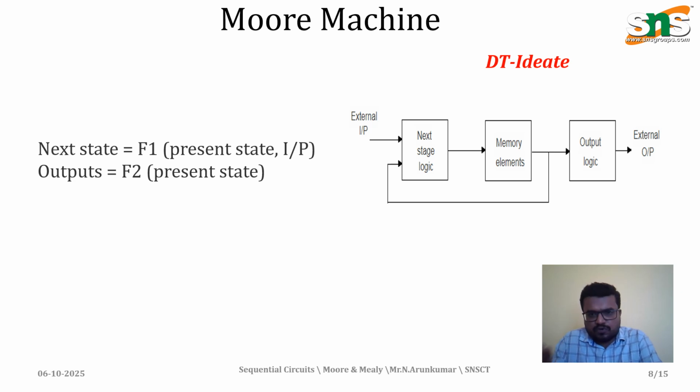And Moore machines. The Moore machine depends only on the present state, so it will not depend on any input signals. It communicates only the present state of the signal. In the diagram, the next state logic gives the present state, which is given to the output of the system.